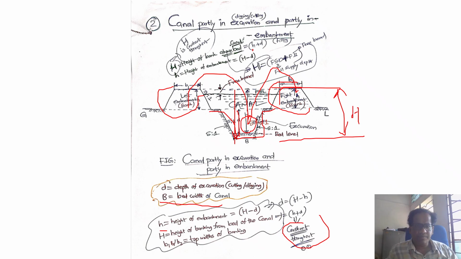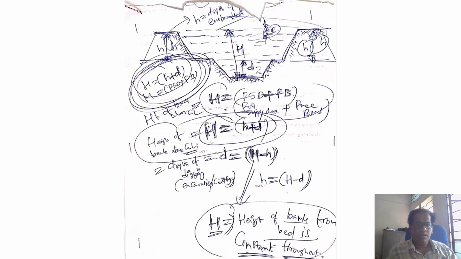What is varying is the canal digging, small d, sometimes. And the height of the embankments, fortunately, is a constant value, small h. Now the same thing we are clearly explaining: small h is the bank height, capital H is the total height, including depth of digging and height of embankment.